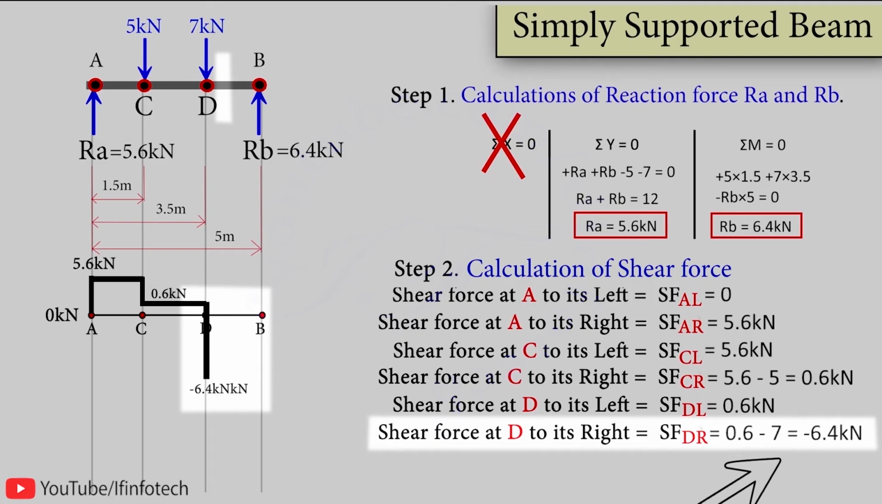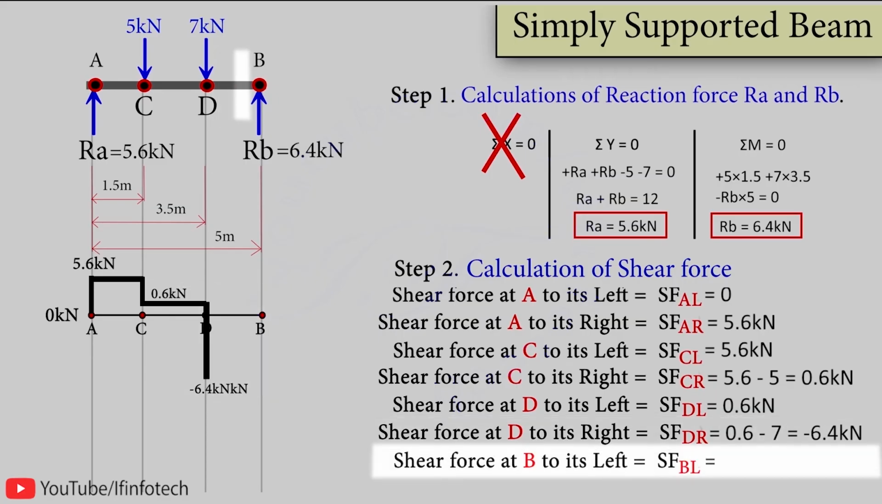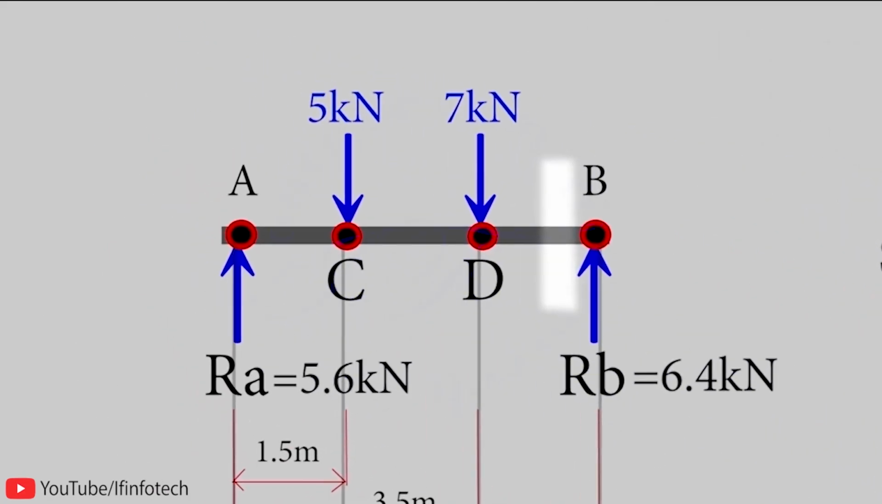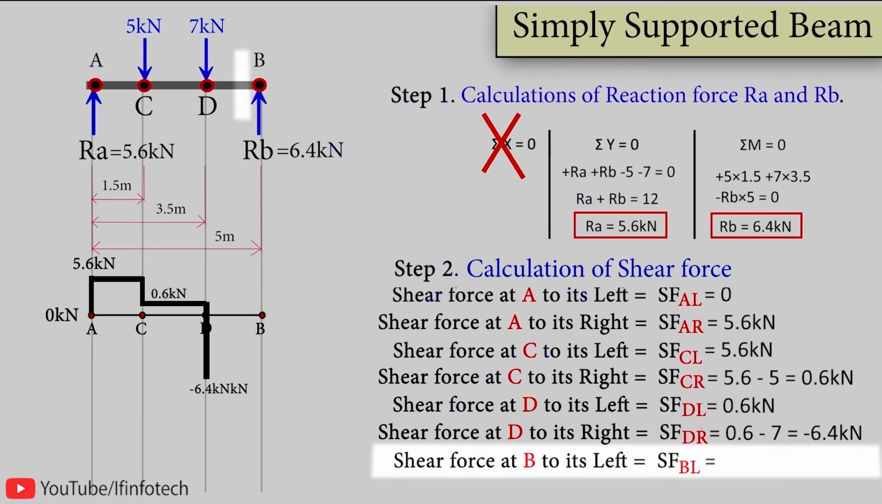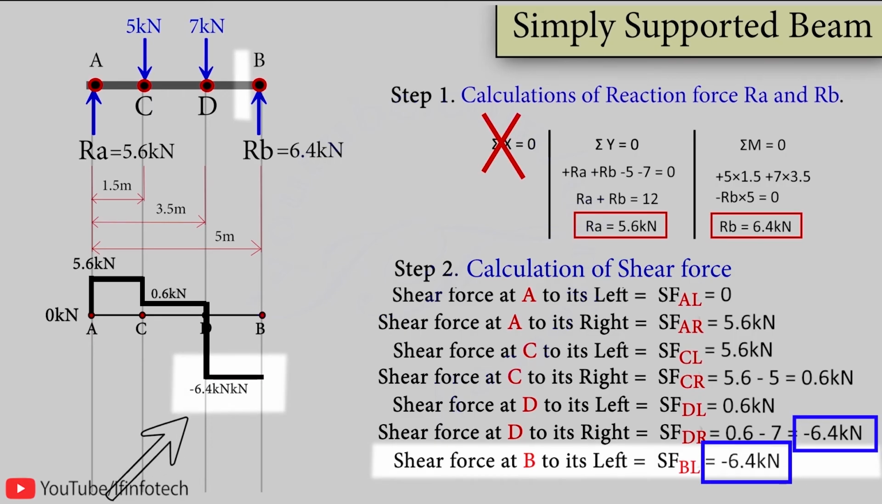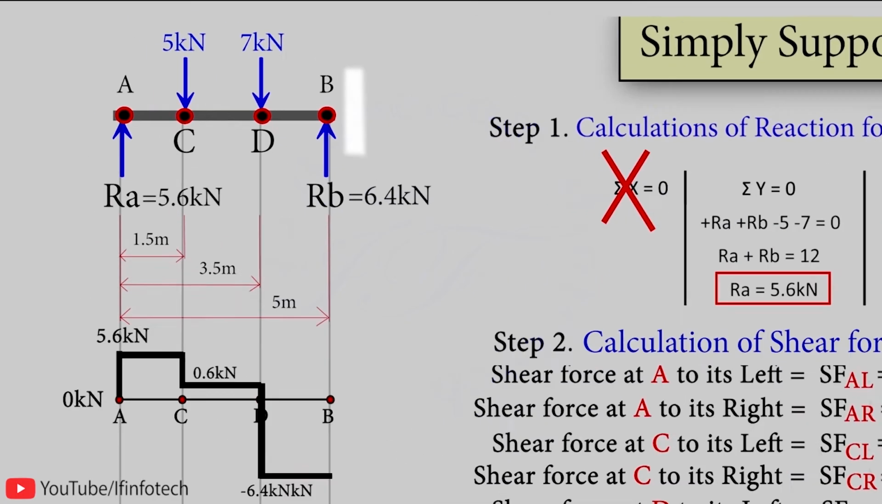Now when I am taking section to the left of point B, that is SF at B to the left, then there is no load on the beam between point D to point B to its left side. Therefore shear force remains constant, that is, shear force at point B to the left is equal to minus 6.4 kN. Now there is no variation in shear force value, so make a horizontal line with shear force value as minus 6.4 kN.